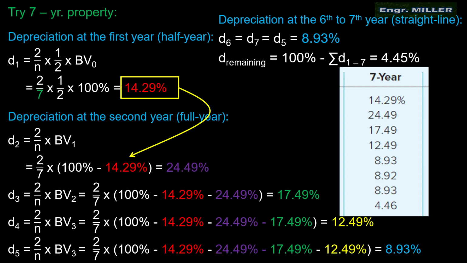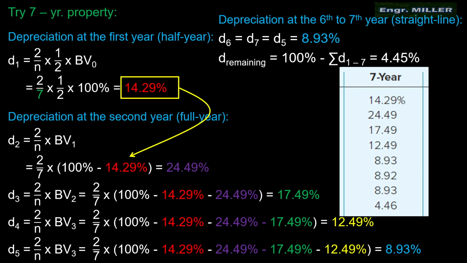14.29, 24.49, 17.49, 12.49, 8.93, 8.93, 8.93, 4.46. Medyo may mga 0.01 lang tayong na-deviate. But actually, that's not a problem. Okay? So, this is how you calculate yung mga ilalagay mo dun sa table. And this is very important for you to understand.